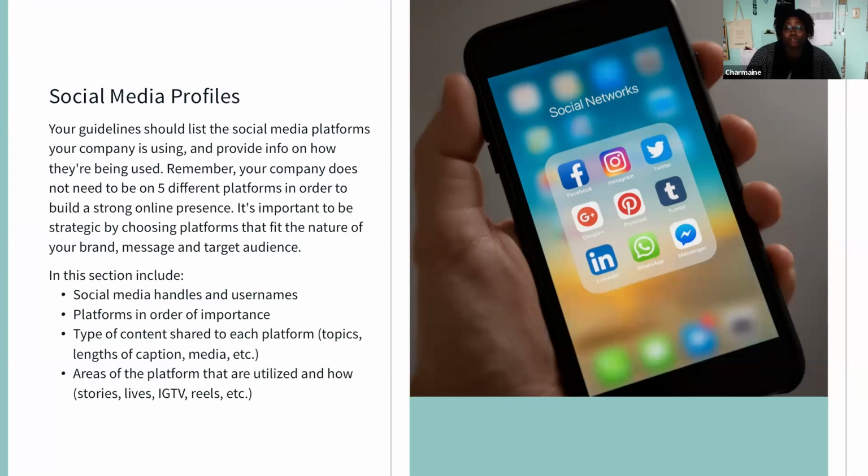Right? So maybe you're not using live video there and that's fine, but make sure that's clear in your social media guidelines. So whoever's working on social media isn't thinking, oh no, I need to do a live video, or I need to figure out how to make an IGTV video, right? Figure out exactly what key features you're using regularly and make it known in your social media guidelines how you're using those features. So how you're using stories, how you're using IGTV.